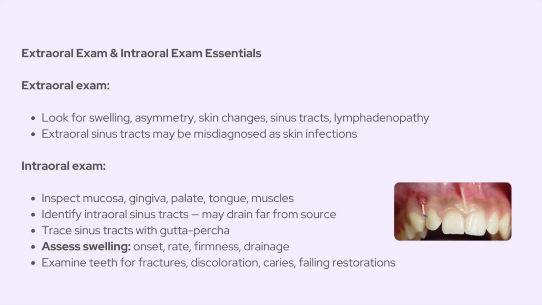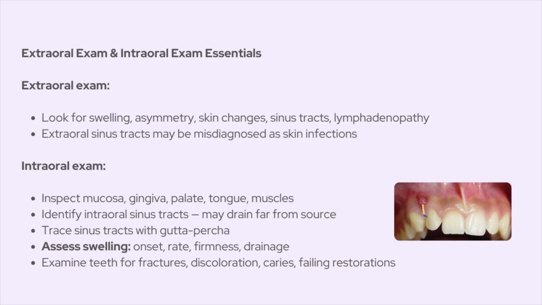This isn't just a quick look. You're evaluating the mucosa, gingiva, palate, tongue, muscles, checking for inflammation, ulceration, sinus tracts. And remember, sinus tracts do not always exit adjacent to the offending tooth. They can drain far away, so tracing with gutta percha is essential. Swelling assessment also matters. When it started, how fast it grew, whether it's fluctuant or firm, whether it drains. These details help you distinguish a periodontal abscess from a periapical one.